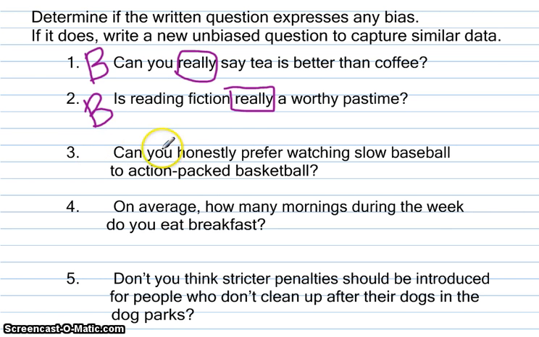All right, number three, can you honestly prefer watching slow baseball to action-packed basketball? This one is most definitely a biased question. They're trying to get people to pick basketball. So I bet you if we replace that word can with do, we take out honestly, we take out slow for baseball, take out the word to, replace it with the word or, and take out action-packed, and we have a very good unbiased question. Number four, on average, how many mornings during the week do you eat breakfast? That is a very good unbiased question.